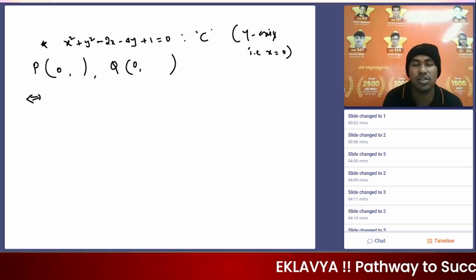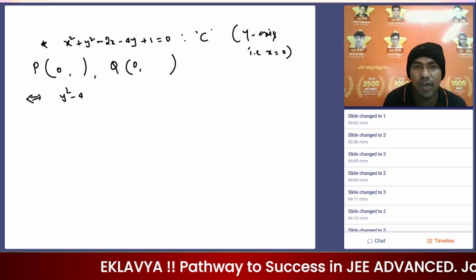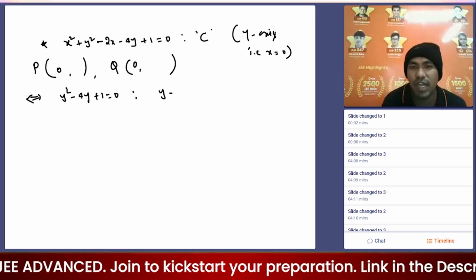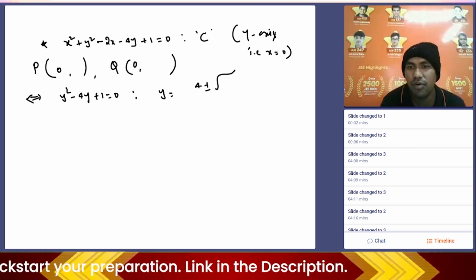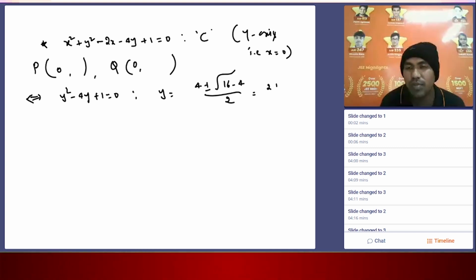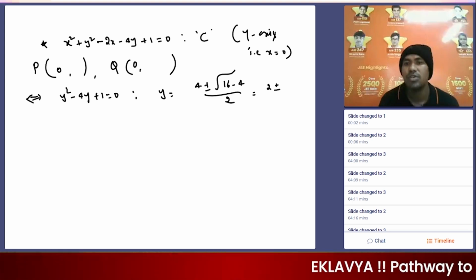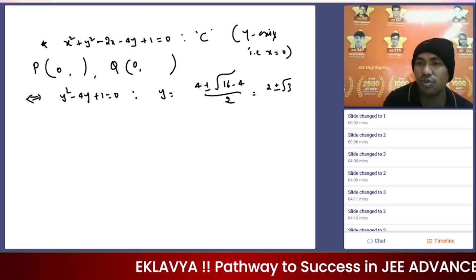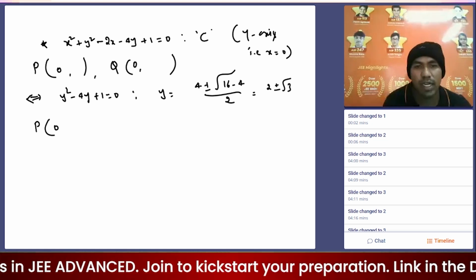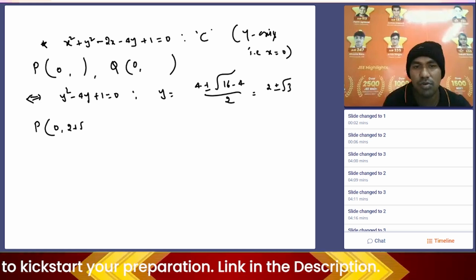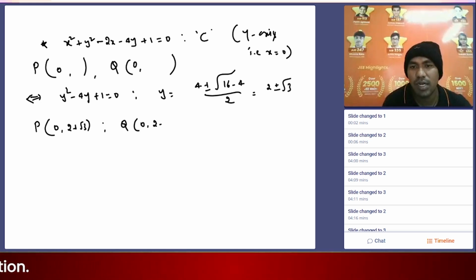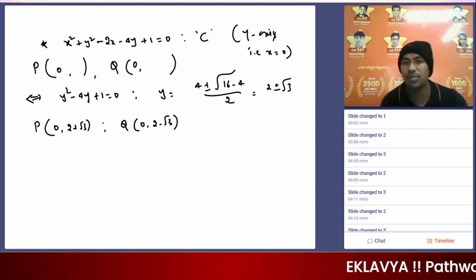So if we substitute x equals 0 here, then the curve will become y square minus 4y plus 1 equals 0. If we solve for the y value, then y equals 4 plus or minus root over 16 minus 4, upon 2. So from here you will get 2 plus or minus root 12, and that we will write as 2 root 3, so 2 plus or minus root 3. That means point P, one value, will be 0 comma 2 plus root 3, and point Q, another value, will be 0 comma 2 minus root 3. We found P and Q.